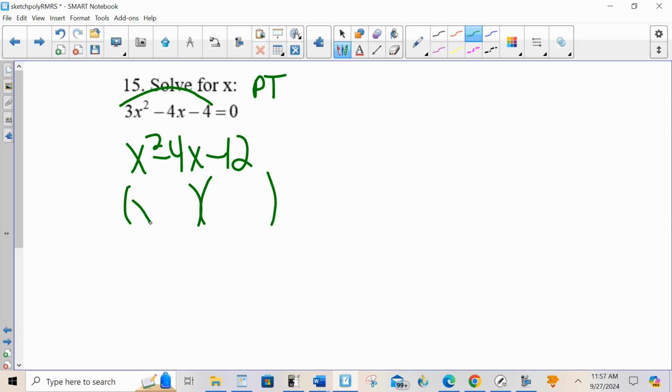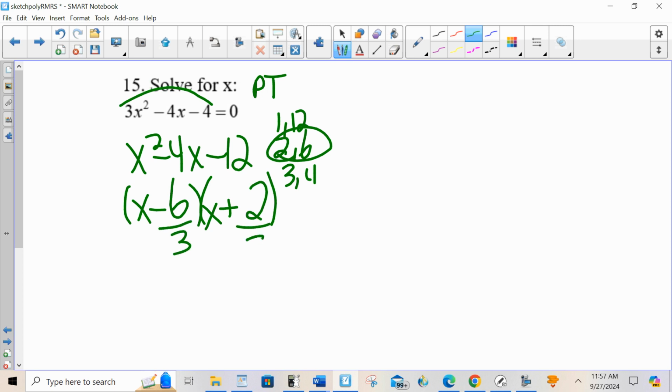Factor normally, x and x. First sign comes down. A negative and a negative is a positive, multiplies to 12, subtracts to 4. Bigger number goes first. Pay the toll. If it divides nicely, divide it. If not, put the denominator in front.